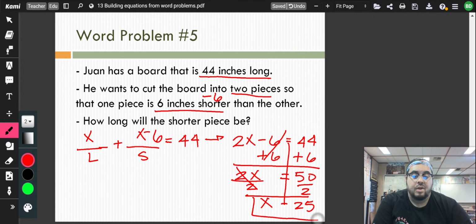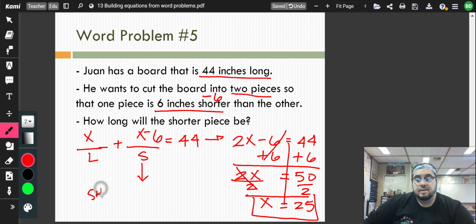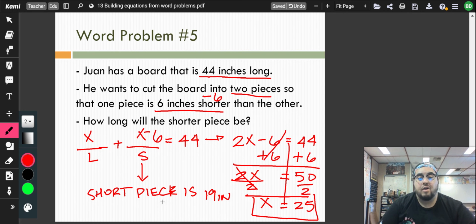Okay. Now, again, context. We have to answer the question, how long will the shorter piece be? X does not represent the shorter piece. X actually represents the long piece. So if we want to answer the question, we take x, we subtract 6, and it gives us 19. So the short piece is 19 inches. Okay. And we have then answered the question, and so now we are all done.